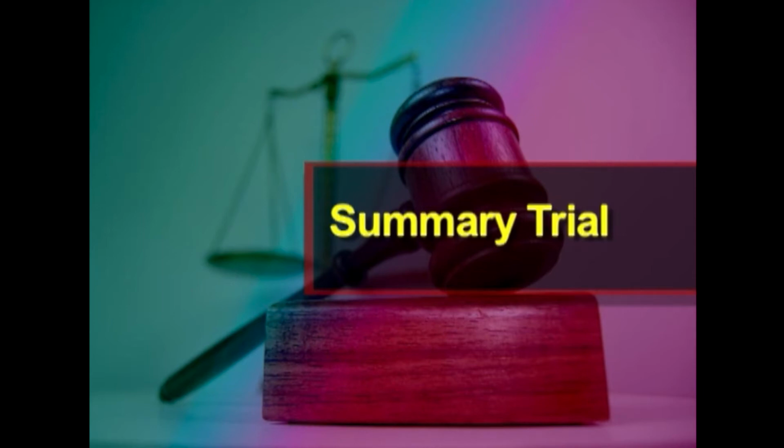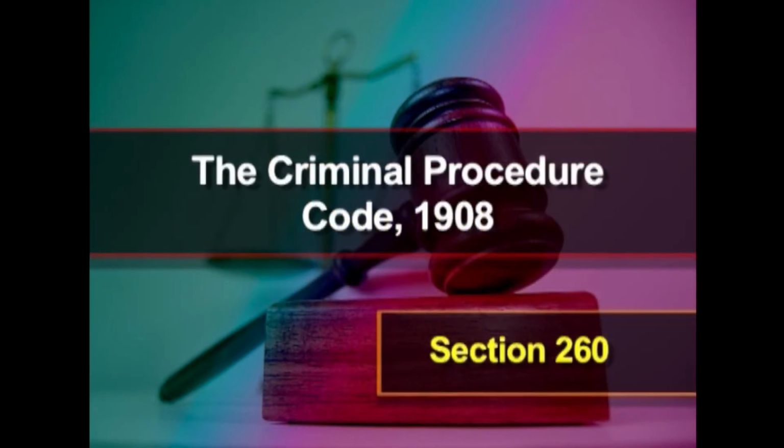Summary trial. Under section 260 of the CRPC, any chief judicial magistrate, metropolitan magistrate, or a first class magistrate duly empowered by the High Court can try the cases specifically mentioned in the section, not being cases punishable with death, life, or imprisonment above 2 years, in a summary manner. The procedure to be followed is the procedure in a summons trial, and the imprisonment cannot exceed 3 months.